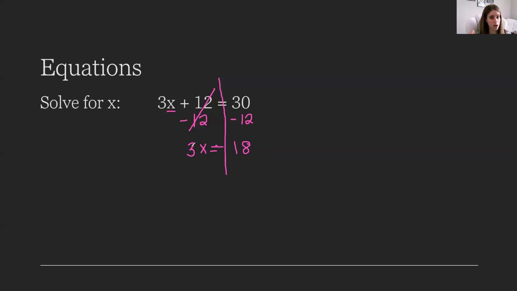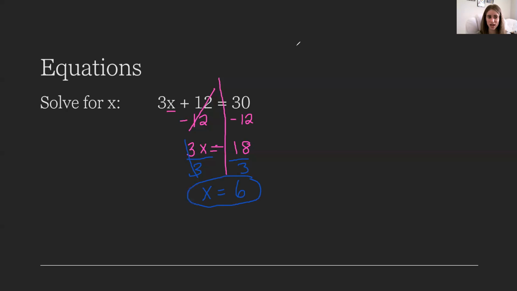Let's keep with our theme of doing the opposite. That's how we undo things. What is the inverse, the opposite, of multiplication? Division. We are going to divide both sides by 3. So 3 divided by 3 is 1. And if we're just left with one of them, that means we have just one single x, which is what we wanted. And then what would be 18 divided by 3? 6. So x is equal to 6. That is our answer. So when x is equal to 6, that makes this equation true.